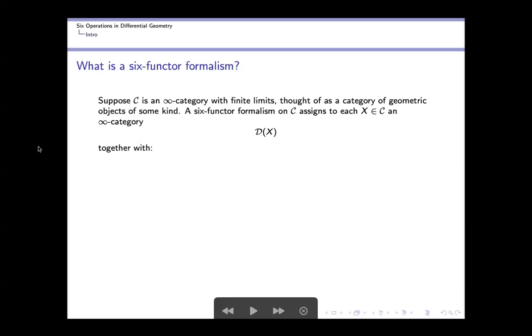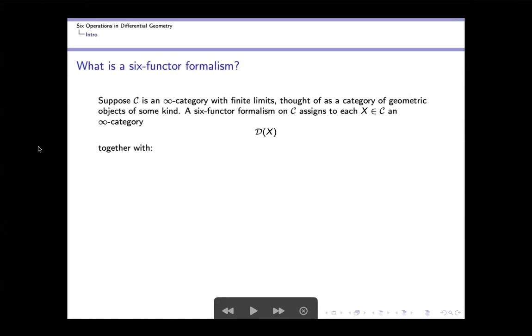in this day and age, you should start with some category or an infinity category that you think of as containing geometric objects of some kind. And you suppose that this category has finite limits, which means you can intersect these objects. And what a six-functor formalism does is it assigns to each such object another infinity category. Usually it has some kind of linear flavor. Maybe it's stable or it's enriched over vector spaces or something like that. And there's a bunch of functorialities this comes with.